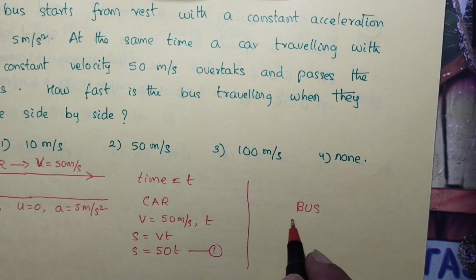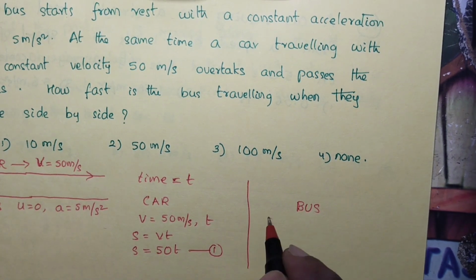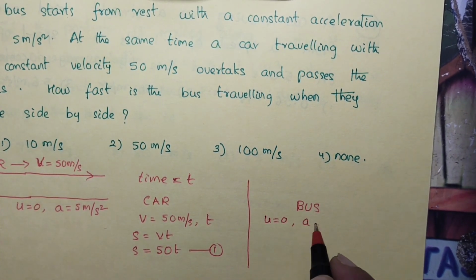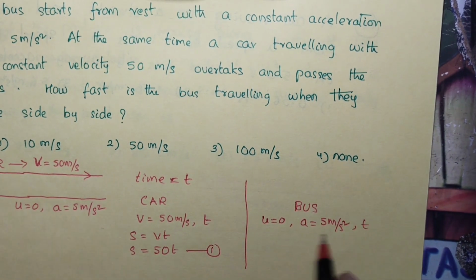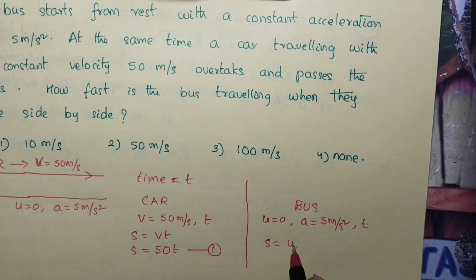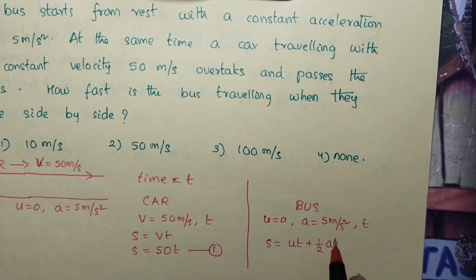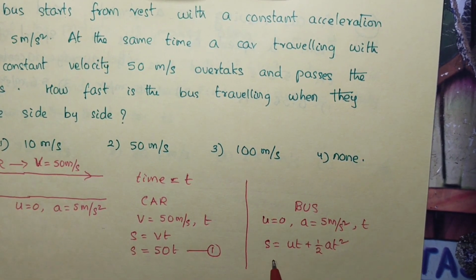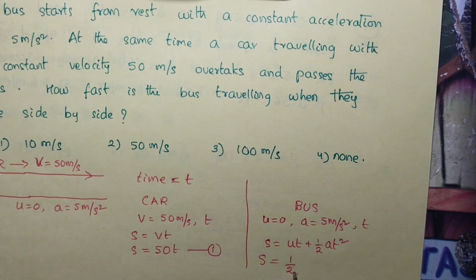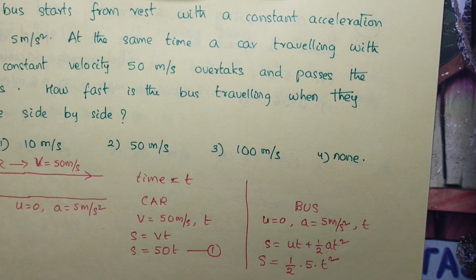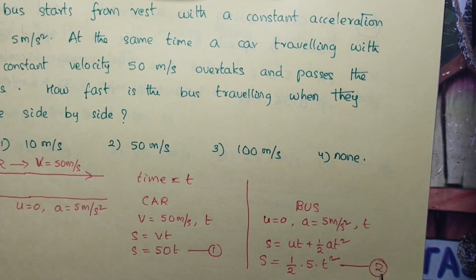Let us move to the bus. Bus initial velocity is equal to 0, acceleration a is equal to 5 meters per second square, and the time is t. Now the formula s is equal to ut plus half at square, as it moves with some acceleration. As the value of u is 0, this term will be 0, and s is equal to half at square, a means 5, t square. So this will be equation number 2.